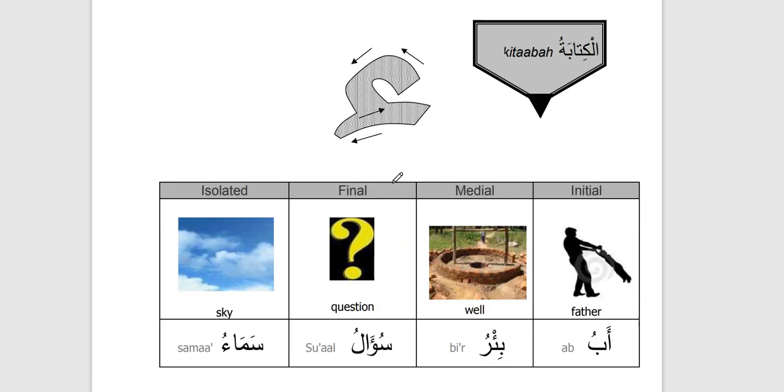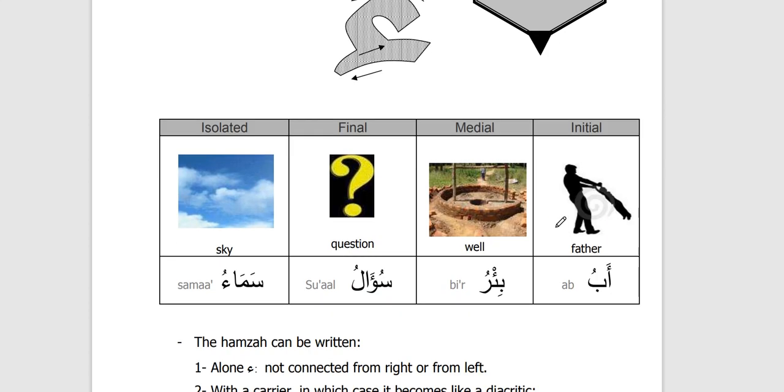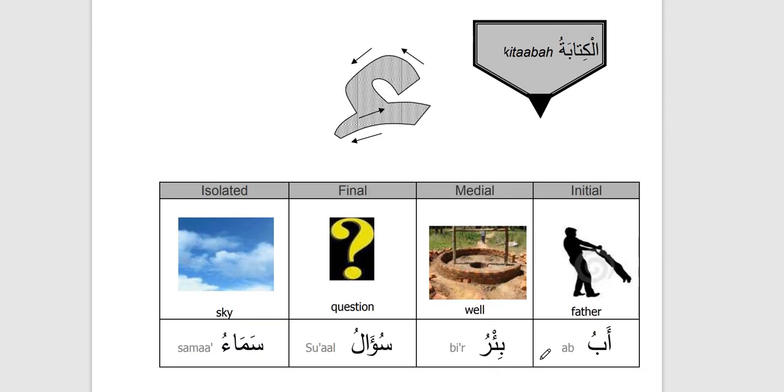So now we come to hamza and there are random words here in the table. So let's see how the hamza comes initial, then in the middle, then in the isolated ones. Hamza cannot be joined, so it always comes as isolated. It cannot come as the last.